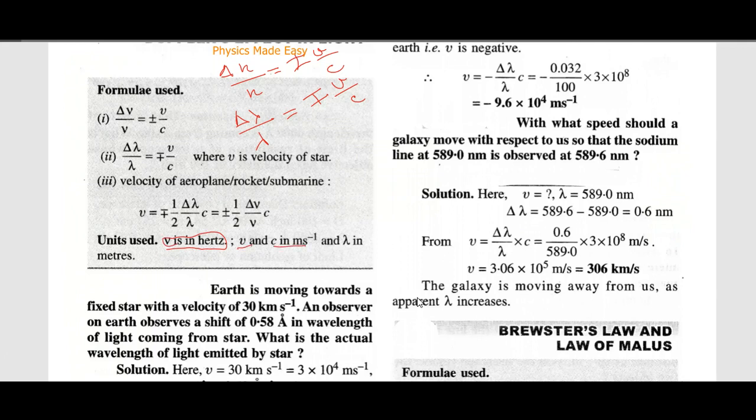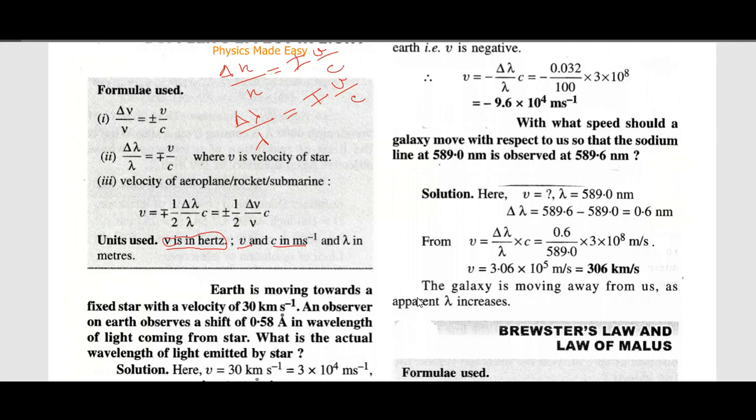V and C are in meters per second and lambda is in meters. Earth is moving towards a fixed star with a velocity of 30 km per second. An observer on Earth observes a shift of 0.58 angstroms in the wavelength of light coming from the star. What is the actual wavelength of the light emitted?